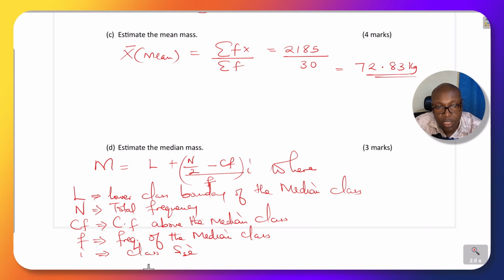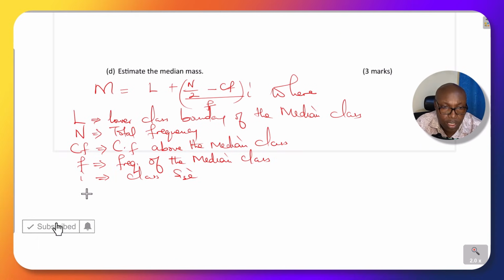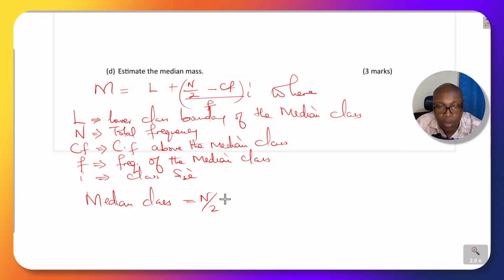So the first thing is getting the median class. So how do you get the median class? The median class, we get the position by taking N divided by 2. N is the total frequency. Total number of sheep is 30, divided by 2. So the median will be given by the 15th sheep.